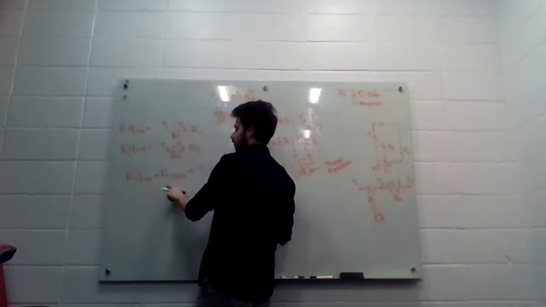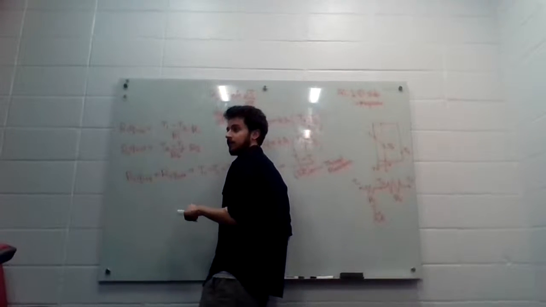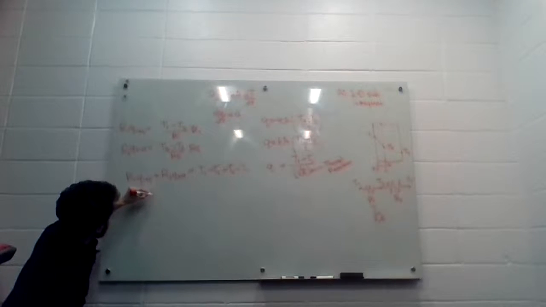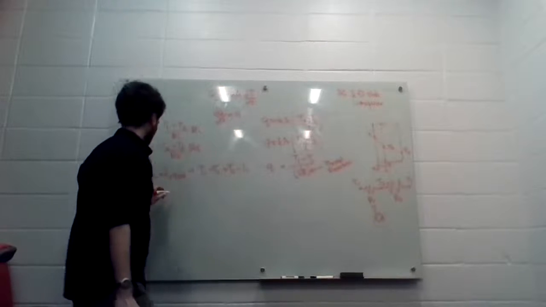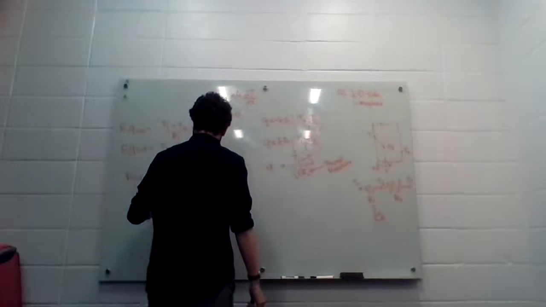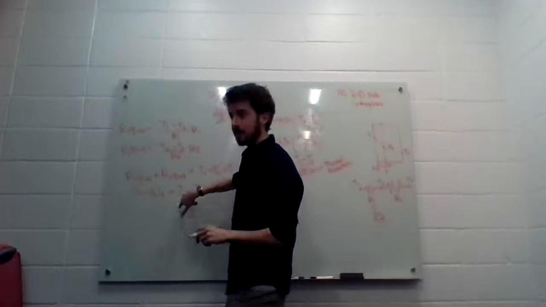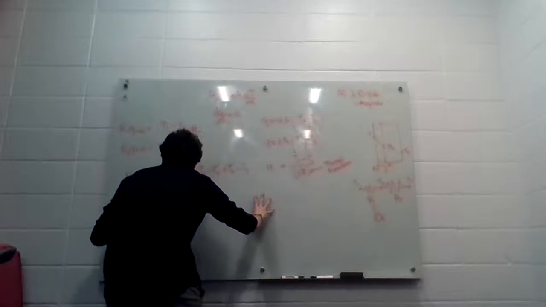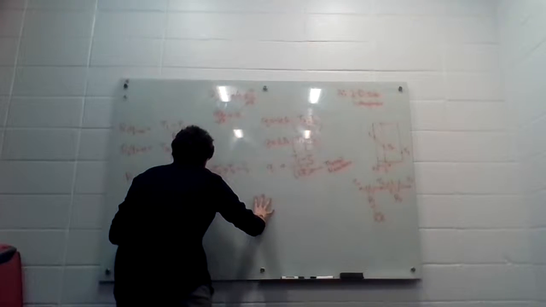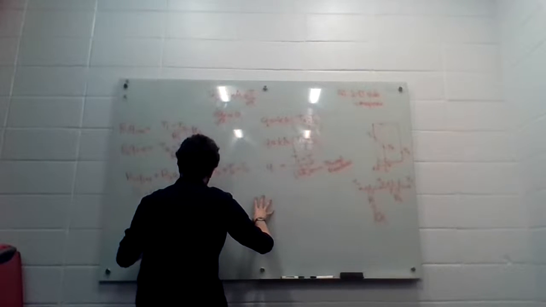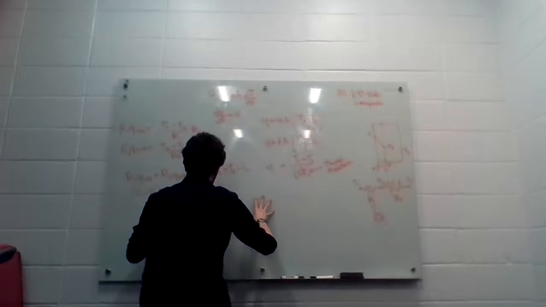And then we've got R1Q plus R2Q. So we can take Q out, and we've got R1 plus R2 times Q equals T1 minus T3. And now we're just going to bring this back to the other side. Now we're going to say Q equals T1 minus T3 over R1 plus R2.